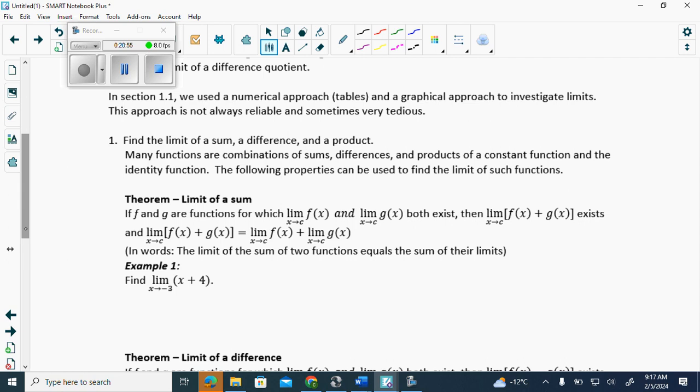1, find the limit of a sum, a difference, and a product. Many functions are combinations of sums, differences, and products. Sums, addition, differences, subtraction, products, multiplication of a constant function and the identity function. The following properties can be used to find the limit of such functions.